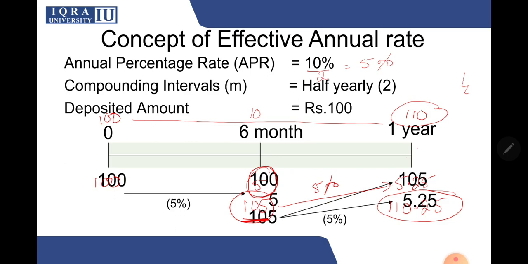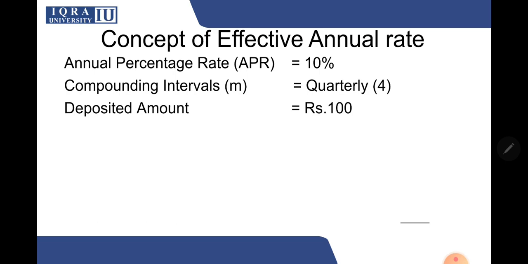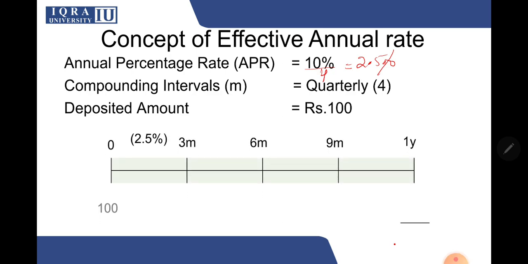So you can do the same thing for, let's say, quarterly. Now in quarterly, that would mean that your interest rate will get divided by 4. So after every 3 months you will get an interest of 2.5%. 2.5% paid 4 times will add up to 10%. The deposited amount is again 100. So you deposit 100, you get an interest of 2.5.